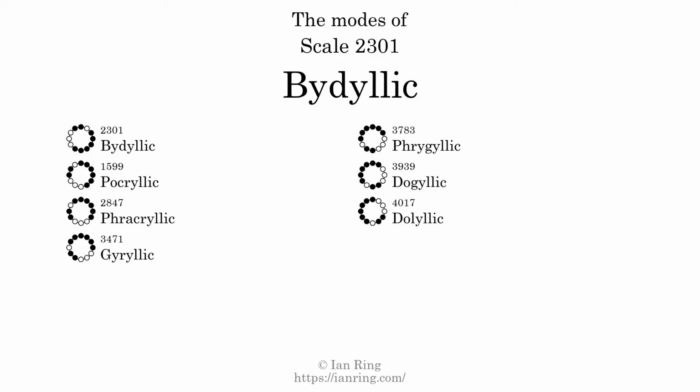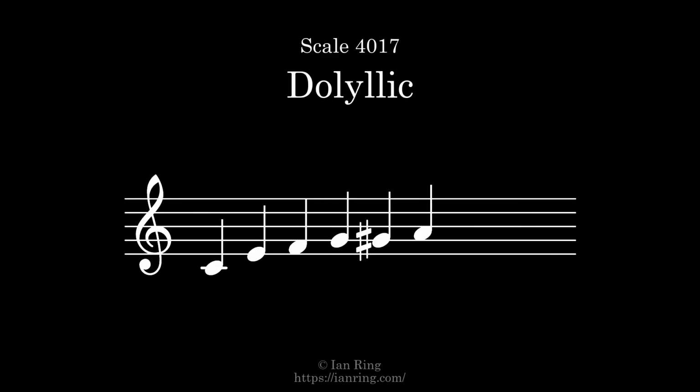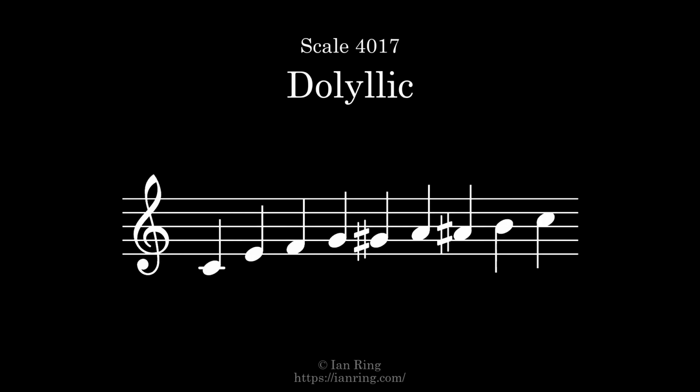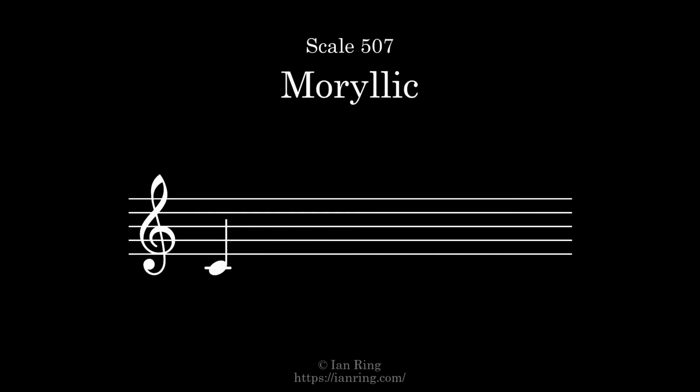The seventh mode is scale 4017, also known as Bydyllic. It sounds like this. The eighth and last mode is scale 507, also known as Bydyllic. It sounds like this.